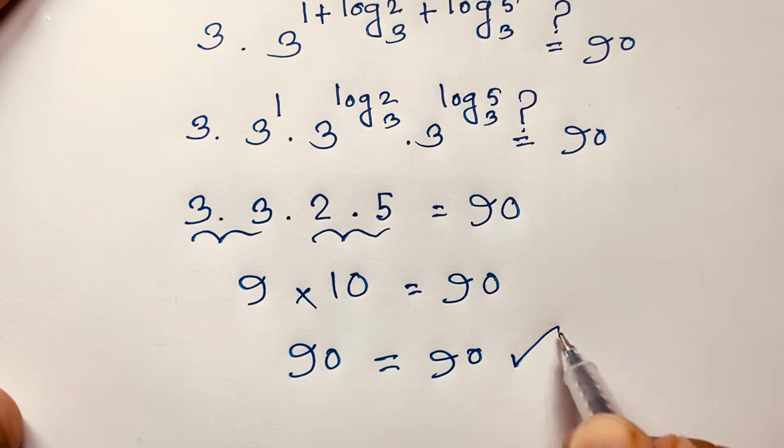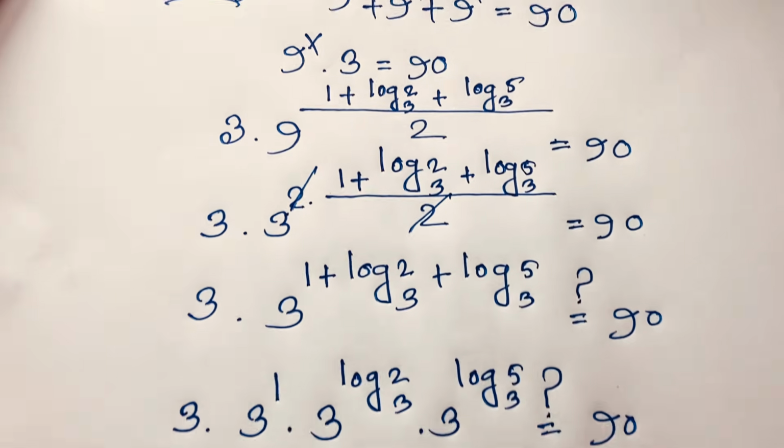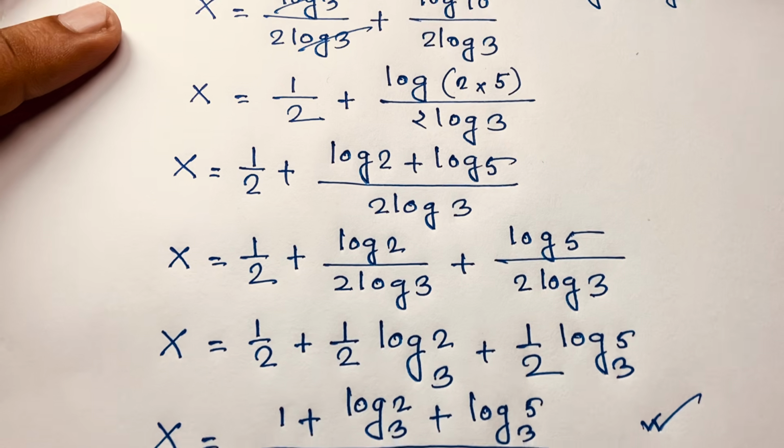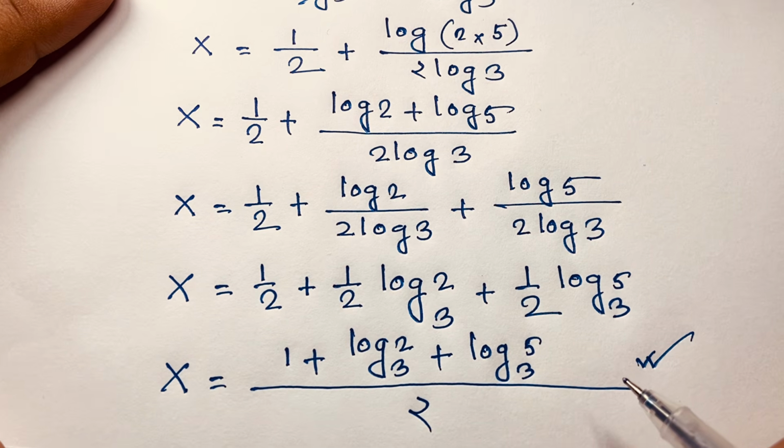So the left hand side and right hand side are both equal, so you can see x is equal to this, our final answer in this exponential math problem.